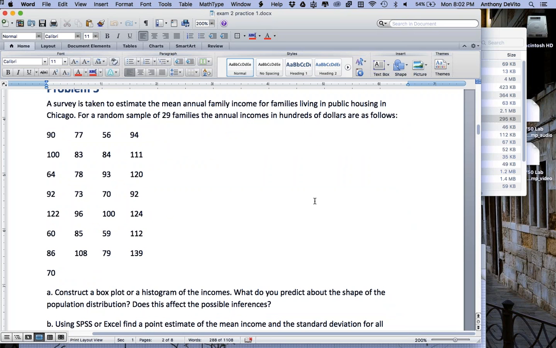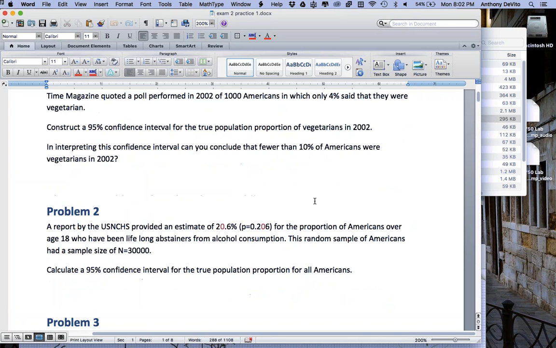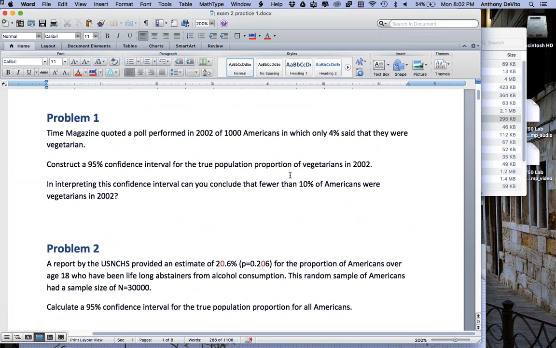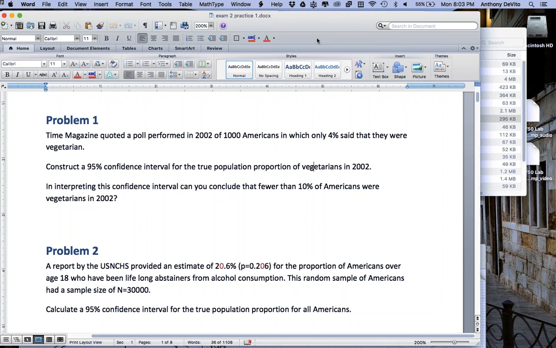So, okay, now let's take a look. I'm going to go back and do the same thing now with a proportion. Time magazine polled 1,000 Americans. 4% said that they were vegetarian. Construct a 95% confidence interval for the true population proportion of vegetarians. Okay, so very much like we did before.